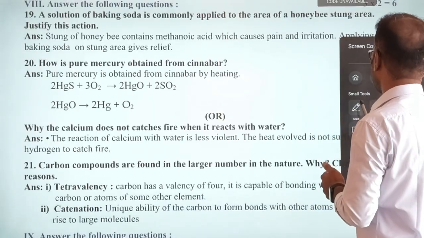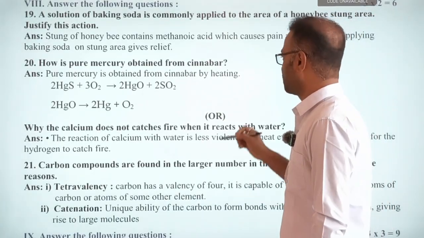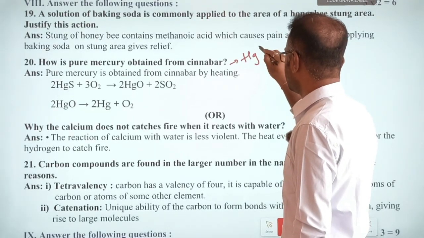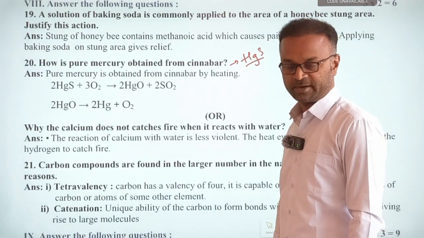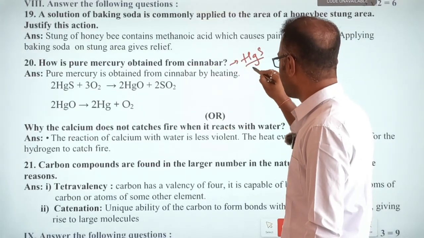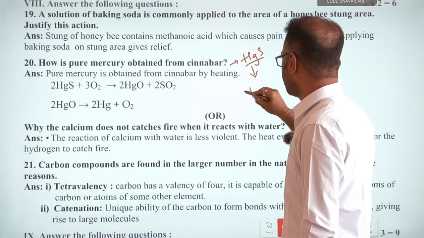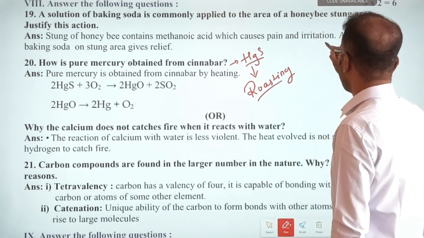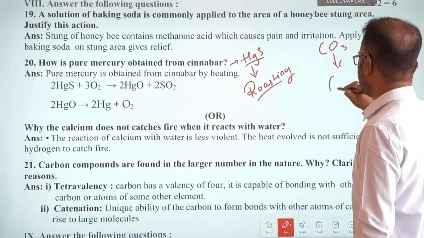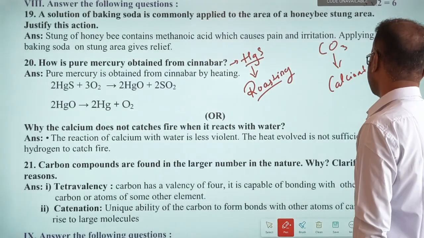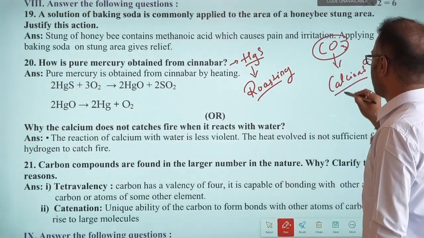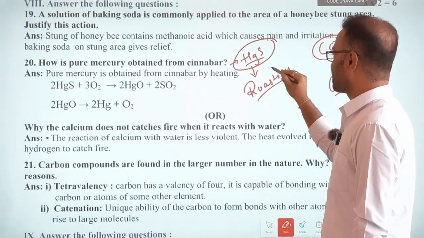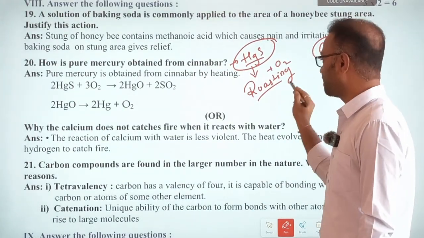Pure mercury is obtained from cinnabar. Cinnabar is another name for mercury sulfide. Sulfide ores can be extracted with the help of the method called roasting. We know all of them. Carbonate ores can be extracted by calcination. Calcination is heating of the carbonate ore in a limited supply of oxygen. Sulfide ores, heating them in an excess supply of oxygen, we call it roasting.